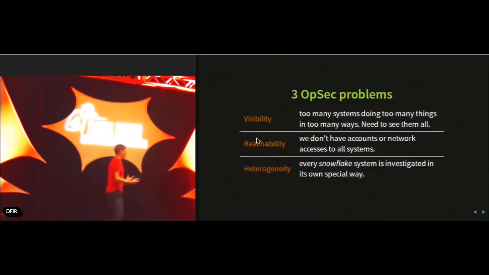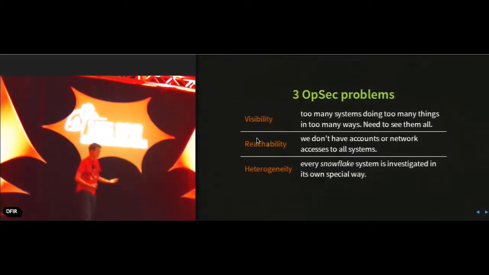So these three problems. Visibility: we have too many systems, and they're doing too many things in too many ways. We can't reach them. We can't get SSH access to them. We can't get AWS accounts to them, or Heroku accounts to them. And none of them are identical.